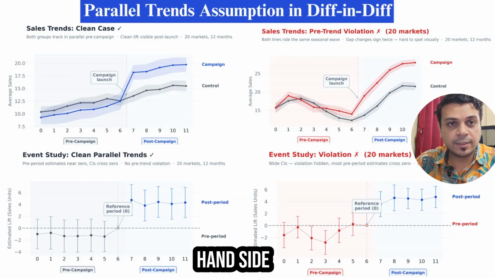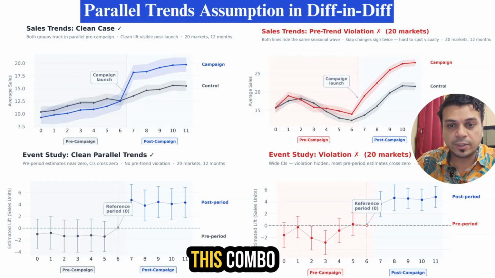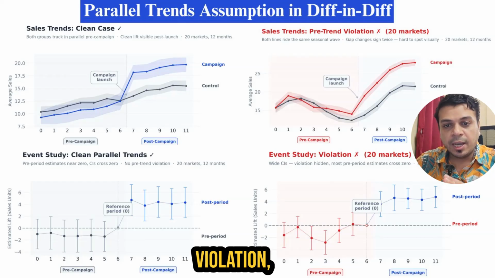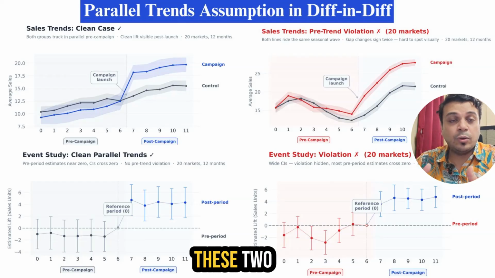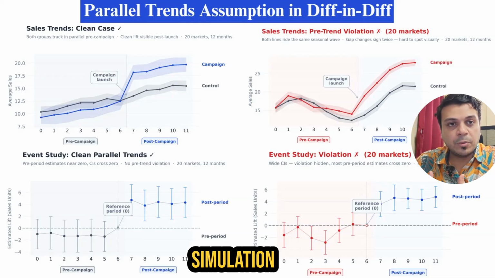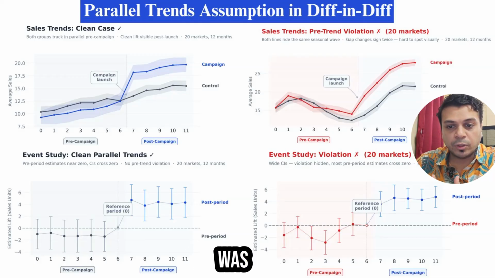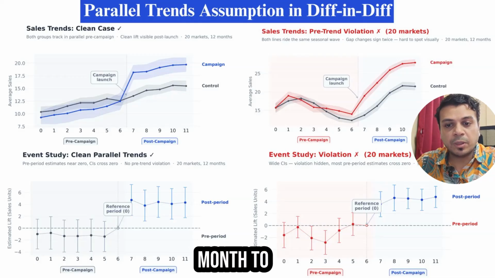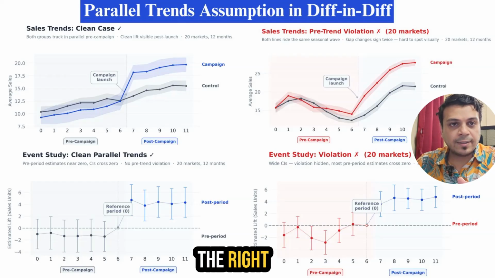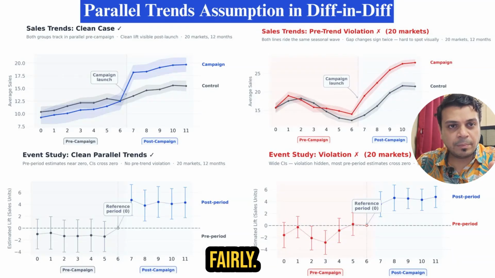But let's look at the right hand side of this combo chart here. The right hand side shows you a case of pre-trend violation. If you look at it at first glance, these two look very similar even in the pre-period. That's how I deliberately created this simulation. Somewhere around the 7th month the campaign was launched. So the pre-period is from the 0th month to around the 7th month, and you'll see that in this period, in the right hand side case also, they look fairly similar, right?